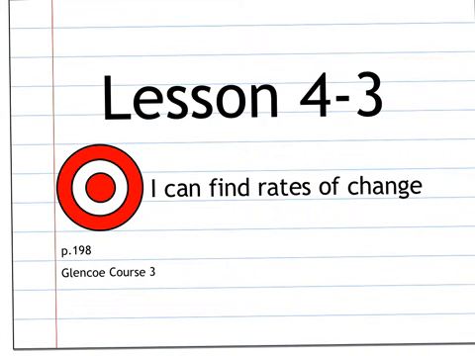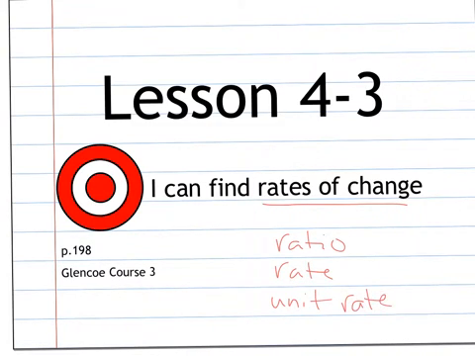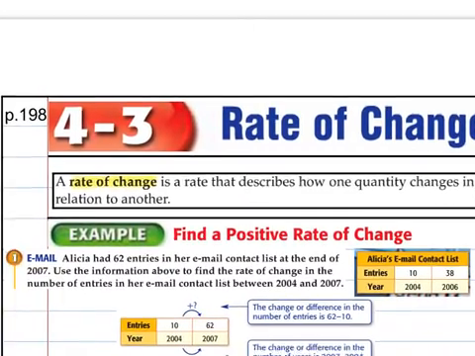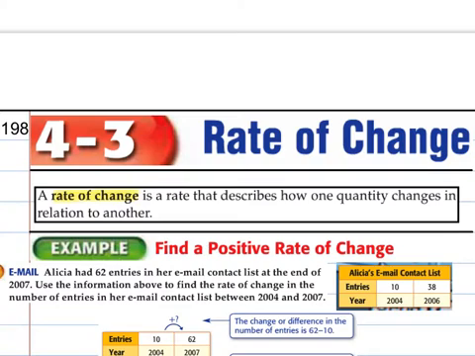Welcome, ladies and gentlemen, to Lesson 4.3, I Can Find Rates of Change, starting on page 198 of your Glencoe Course 3 textbook. This is going to require you to still remember what a ratio, a rate, and a unit rate are. So make sure that you have your vocabulary out and use this as a reference tool as we go. Make sure you're pausing when necessary and not chasing to write notes down, but following along and listening and then checking your work.